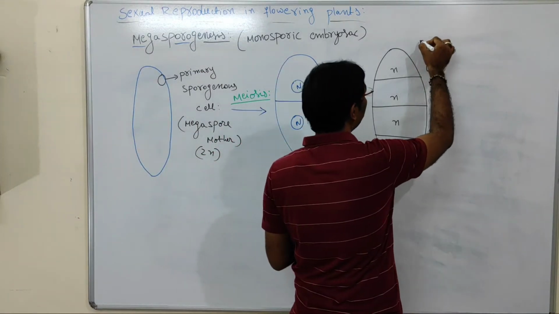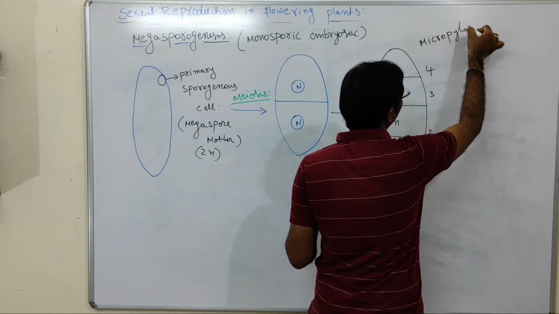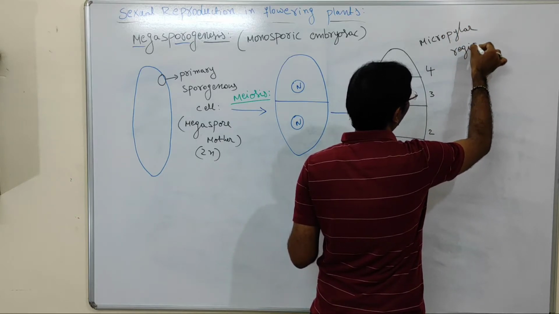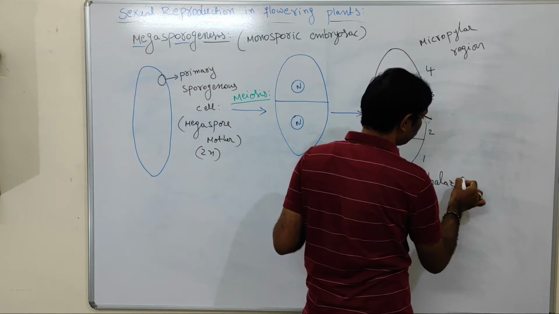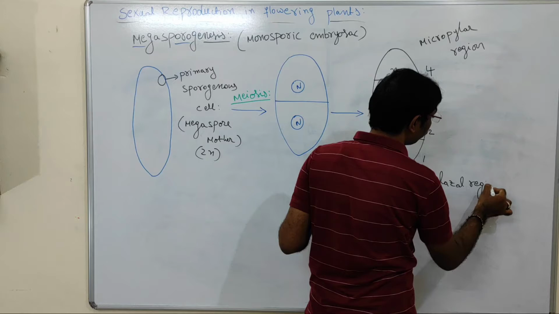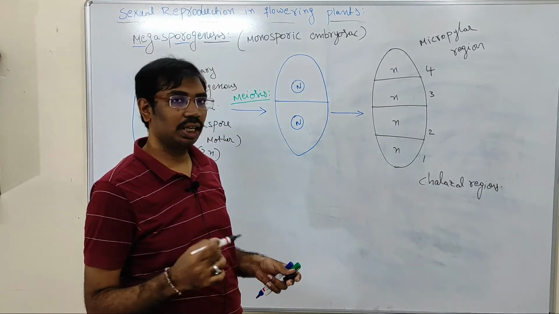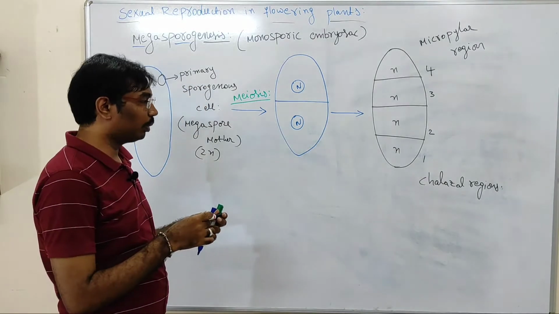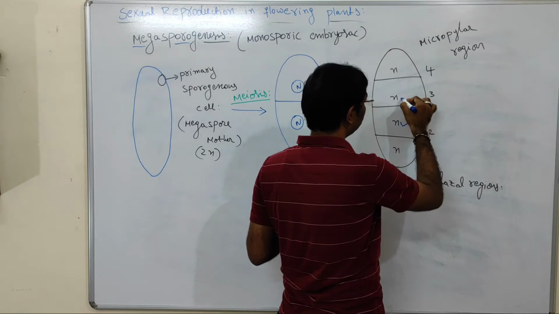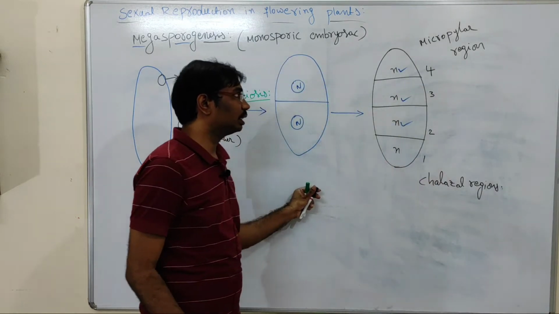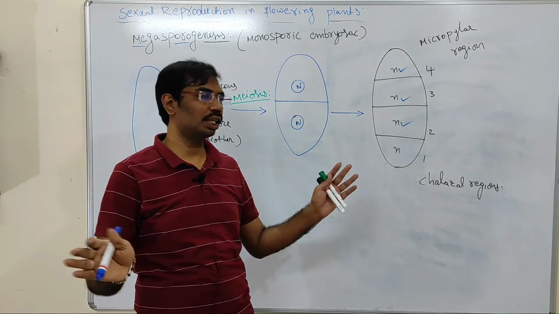In this, one end is called the micropylar end, the micropylar region, and the other region is called the chalazal region. There are two kinds of regions: one is the micropylar region and the other is the chalazal region. See here, in the micropylar region, the cells very close to the micropylar region, those 3 cells, completely degenerate.